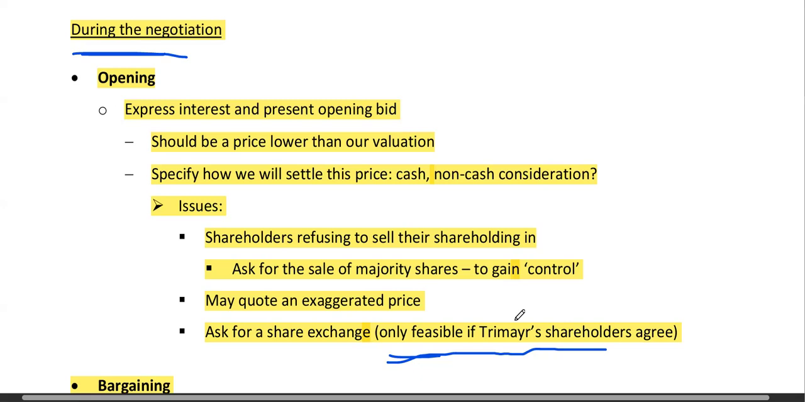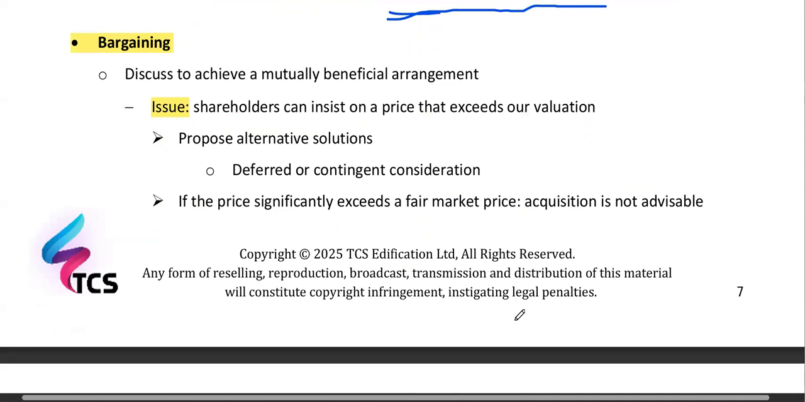So after the opening, we will move on to a bargaining stage. That is, if they are willing to negotiate and if they are willing to divest at least a certain percentage of their ownership. So in the bargaining stage, we will discuss to achieve a mutually beneficial arrangement. So once again, during the bargaining stage, we will want to pay less, whereas the shareholders of G&G may want to achieve more. Because remember, once again, they have the upper hand, they have the bargaining power.